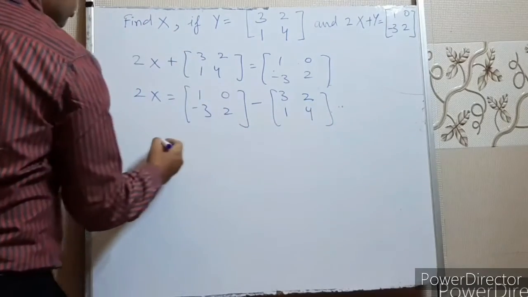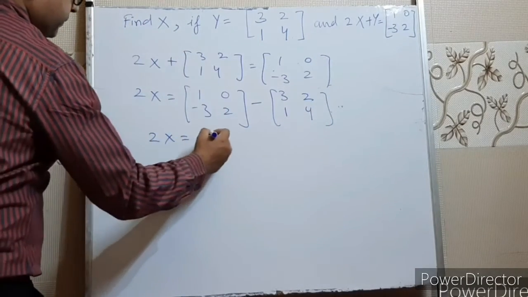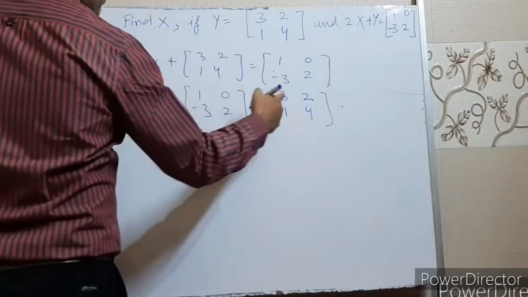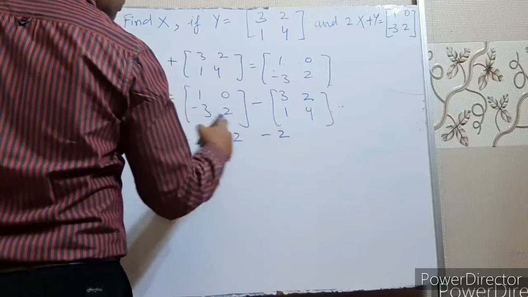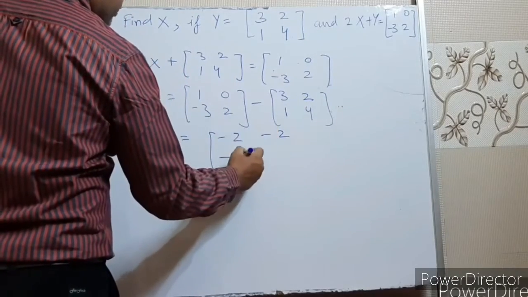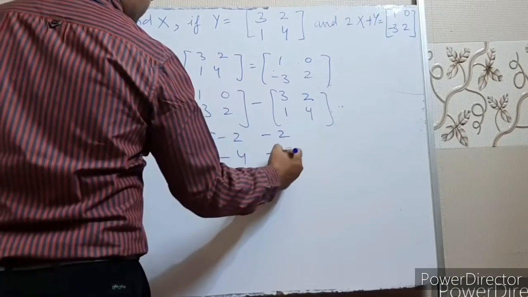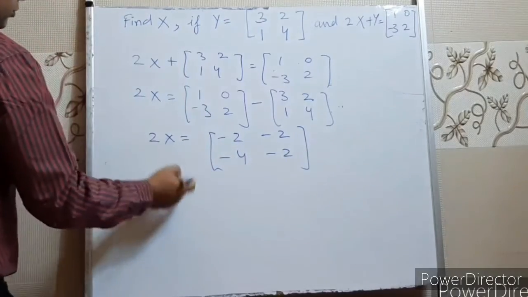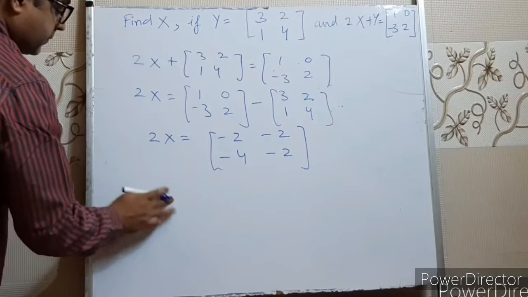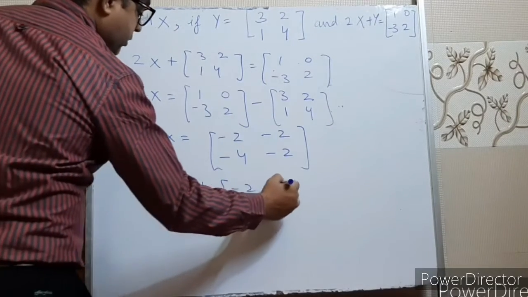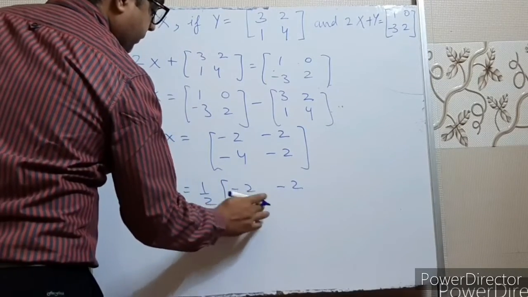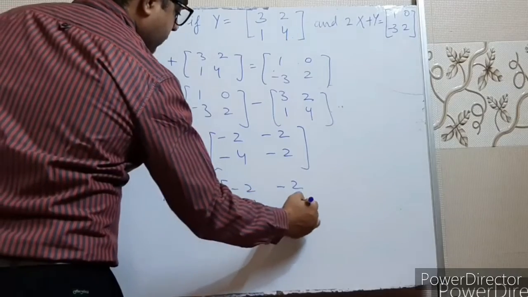When you subtract these two matrices, what will we get? 1 minus 3, minus 2, 0 minus of minus 2, you'll get minus 2, minus 3, minus 1, minus 4 and 2 minus 4, minus 2. Right? So, divide by 2 on both sides. That means you'll get 1 by 2 here, minus 2, minus 2, minus 4 and minus 2.